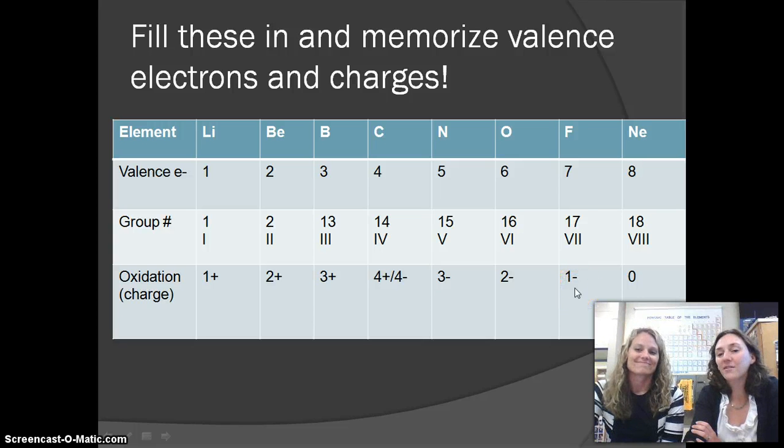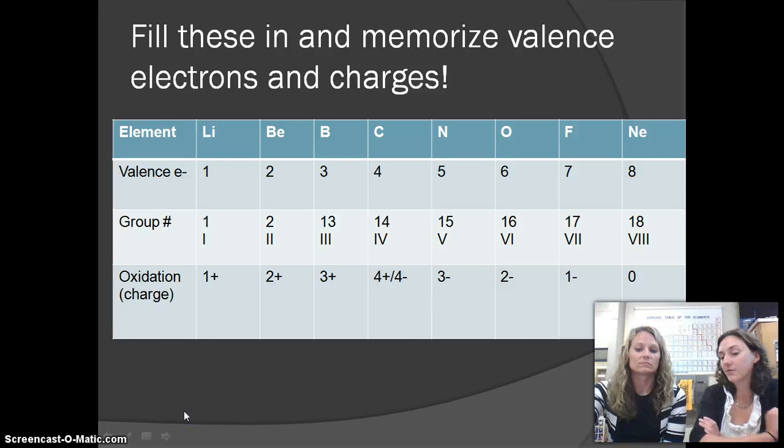Fluorine, they're going to gain 1, so they've got more electrons than protons, they've got a -1. Fill these in, memorize them. It will save you a ton of time if you know them.